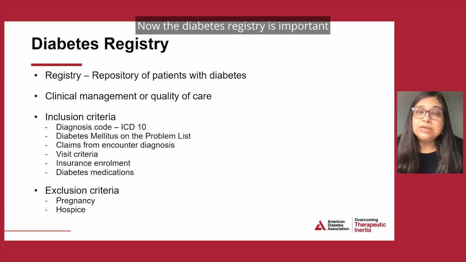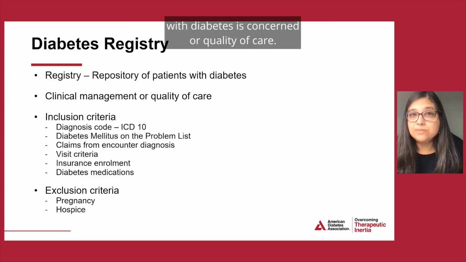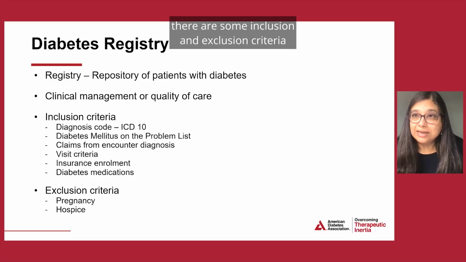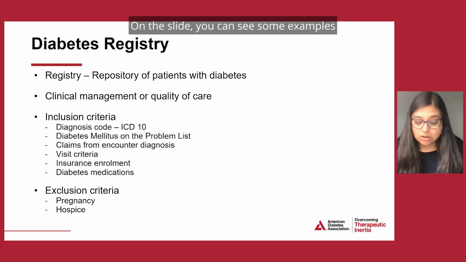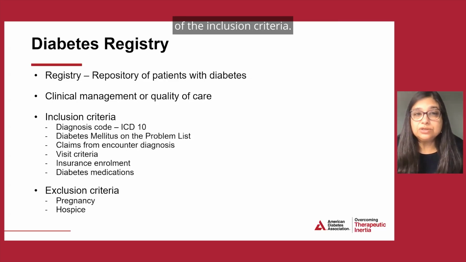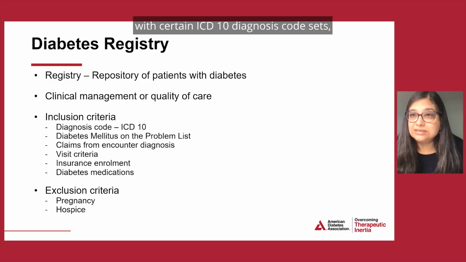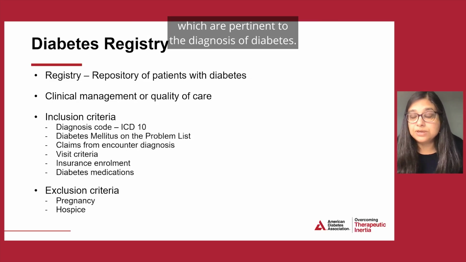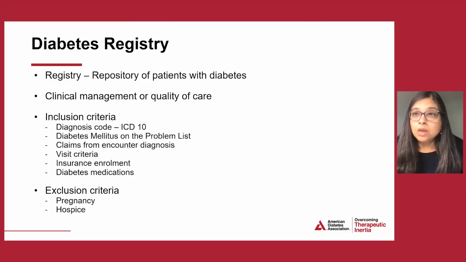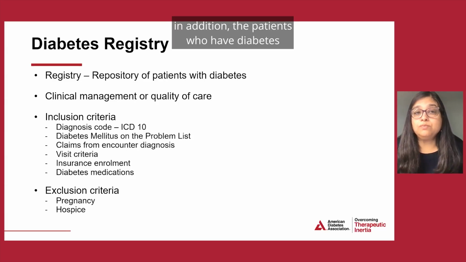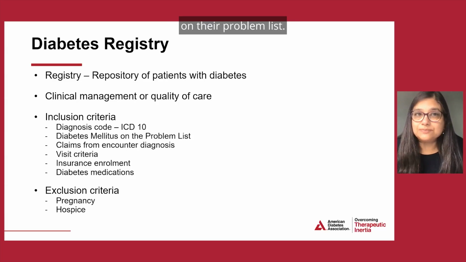Now, the diabetes registry is important as far as the clinical management of patients with diabetes is concerned, or quality of care. For creation of the diabetes registries, there are some inclusion and exclusion criteria that you can utilize. On the slide, you can see some examples of the inclusion criteria. For example, you may include all the patients with certain ICD-10 diagnosis code sets, which are pertinent to the diagnosis of diabetes. You may include patients who have diabetes on their problem list.